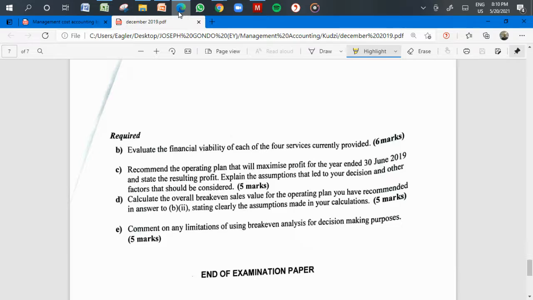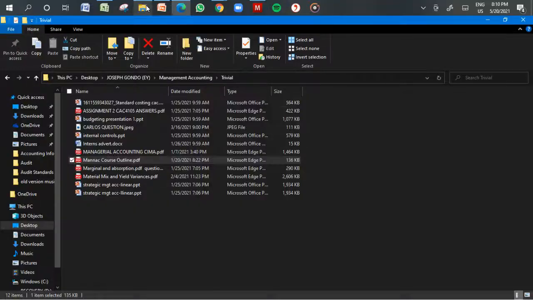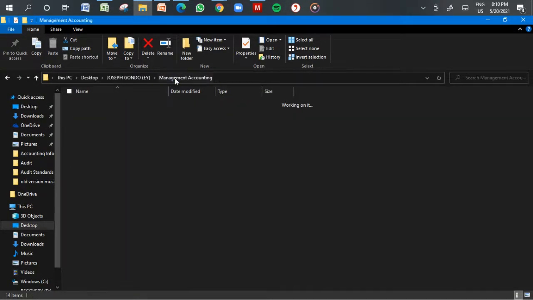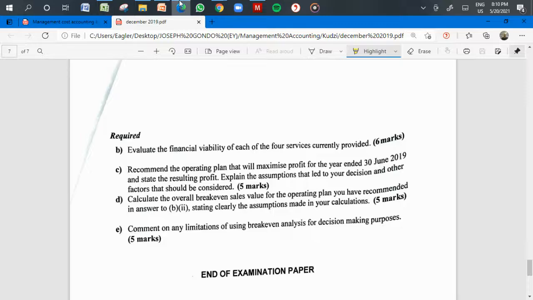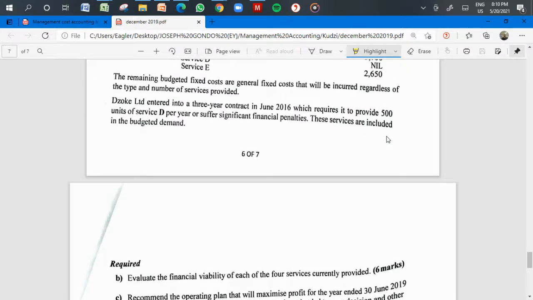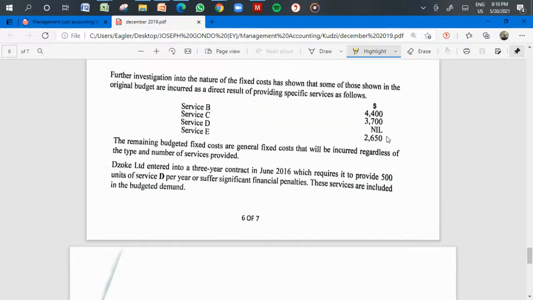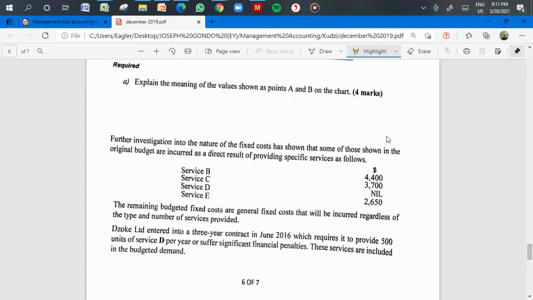Then calculate the overall break-even sales value for the operating plan you have recommended, stating clearly the assumptions in your calculations. I think I once answered this question from someone. I don't want to waste time doing the question, but from this one, you just need to flex your brain in an examination. So you see the nature of the question. They will not really require you to draw the graph, but if you just have that overview, you'll be good to go.